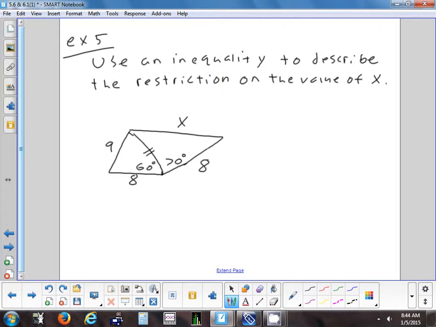And then you've got 8 and 8. So you could say this side matches that side. So the hinge is right at the number. Just that side with the double tick mark is used in each triangle. So what do you know about x?